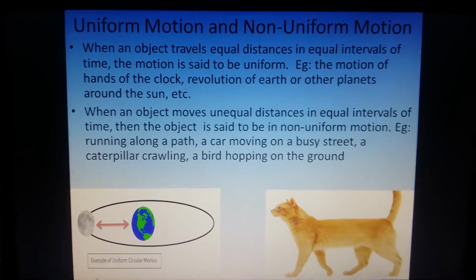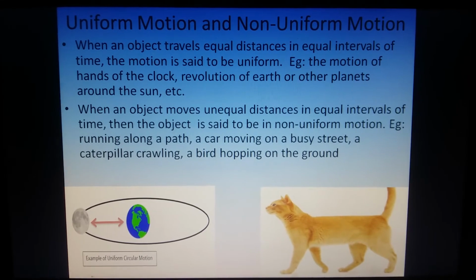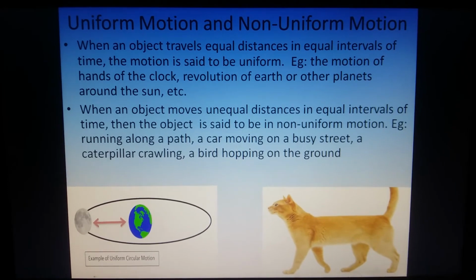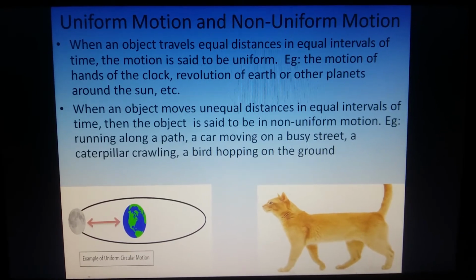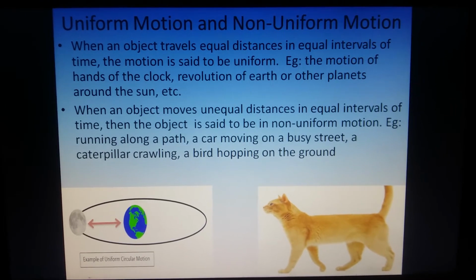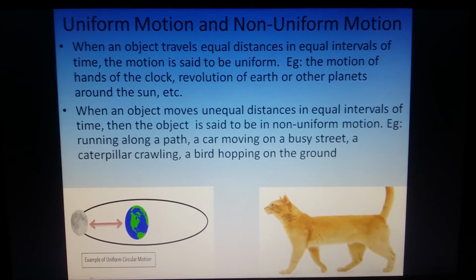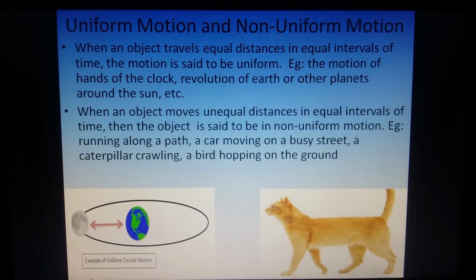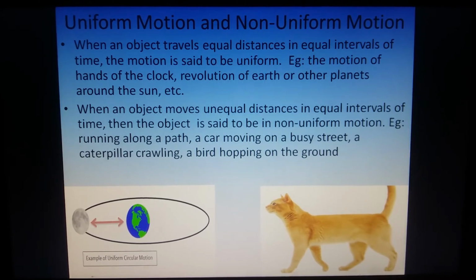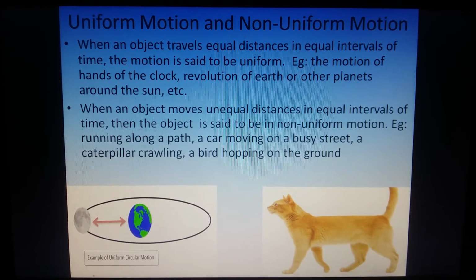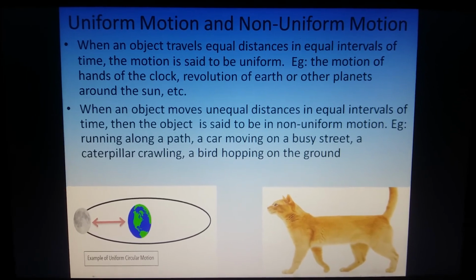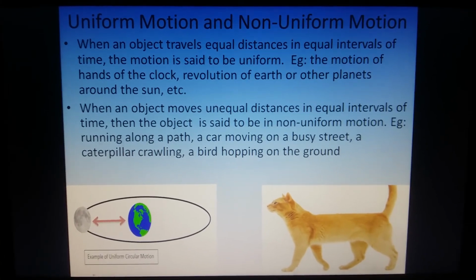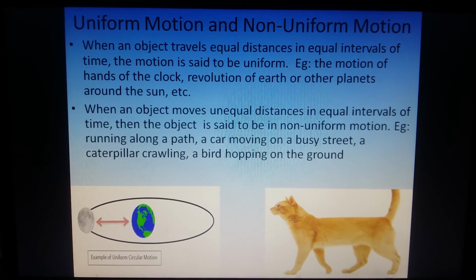But when an object moves unequal distances in unequal time, for example, when a car is moving, its speed increases, then suddenly it applies the brake and stops, and then it starts again and picks up a fast speed. So this motion is non-uniform because it is traveling unequal distances in equal intervals of time. Another example, if a cat is moving on a busy street, it will stop in between, and sometimes it will start running. So this is non-uniform motion, like a caterpillar crawling or a bird hopping on the ground. So I hope you understood well about uniform motion and non-uniform motion.